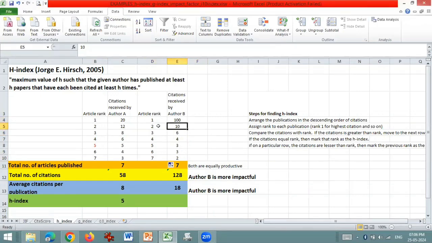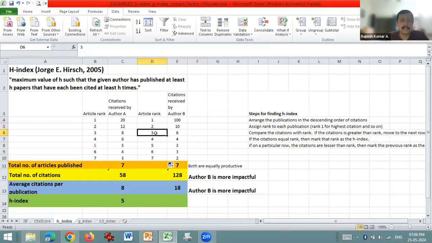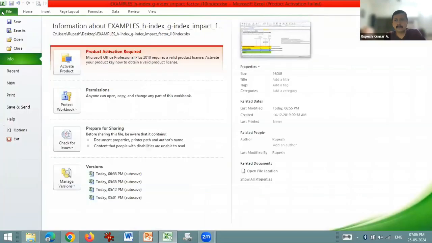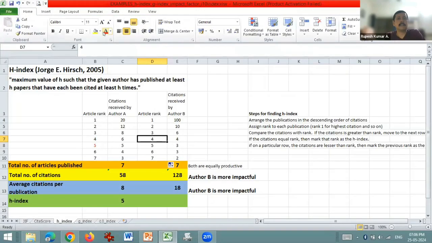100 is greater than 1. 10 is greater than 2. 6 is greater than 3. 4 is equal to 4. Therefore, I'm going to mark the article rank here. So the H index of author B is 4.